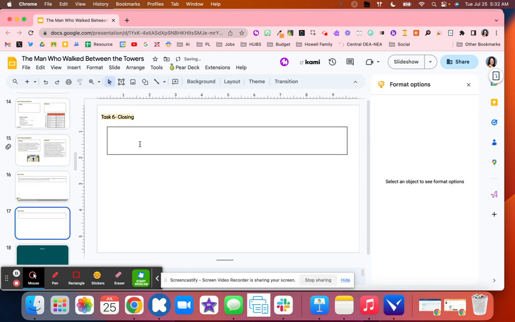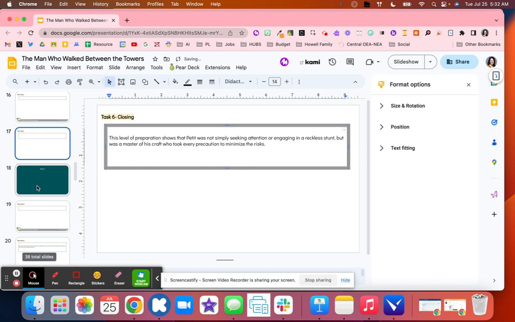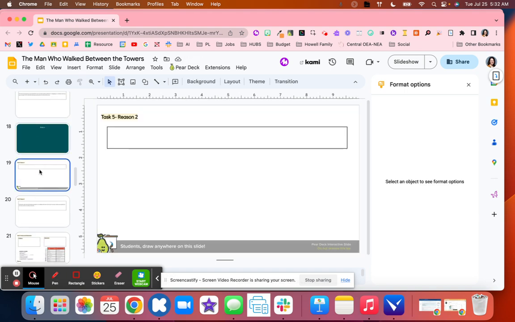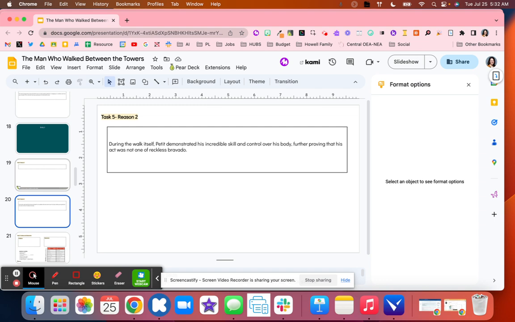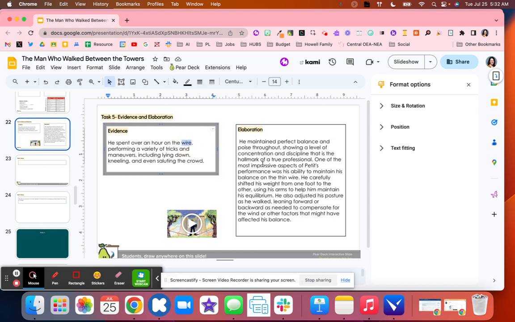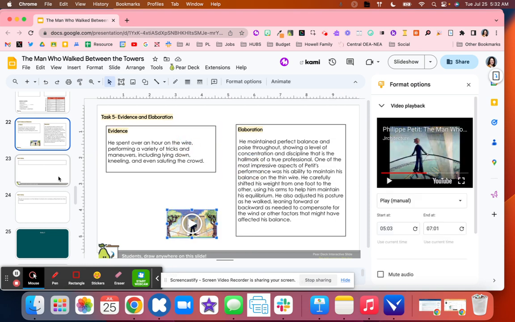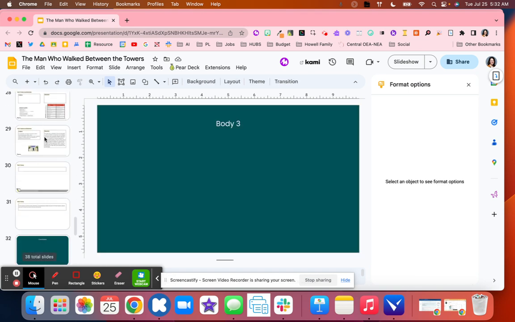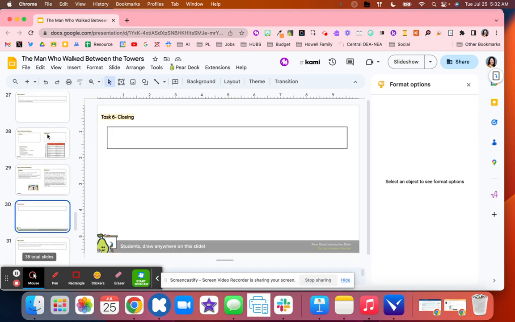And then the next thing was body paragraph 2. Again, we talked about reason number 2, and then we explained it here. Again, they saw another example, and then the same process as before. There's my evidence, there's my elaboration, here's that video. I again used the timestamps to help. And then my students saw the closing. And then again, we repeated the process for body paragraph 3.